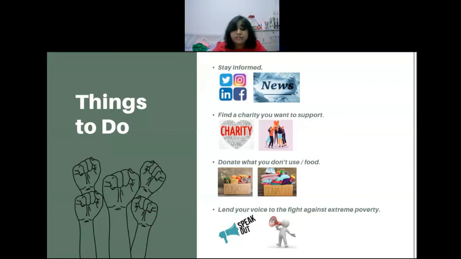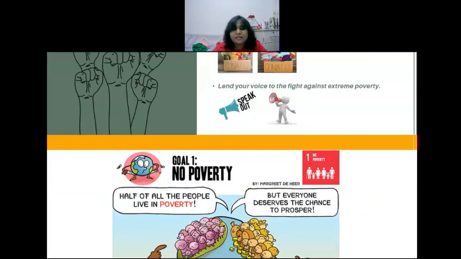Local charities will give your gently used clothes, books, and furniture new lives. And food can also be donated. So by donating, you are actually helping a lot. That's like the least we can do, but it helps out the most. You can also lend your voice to fight against extreme poverty by joining or supporting campaigns that are relevant to help out the affected people to curb the growing inequality.